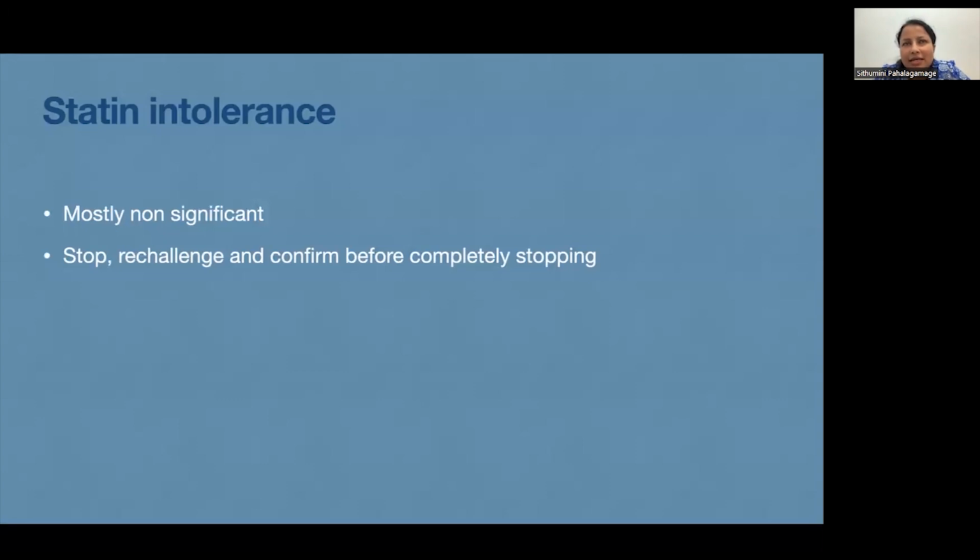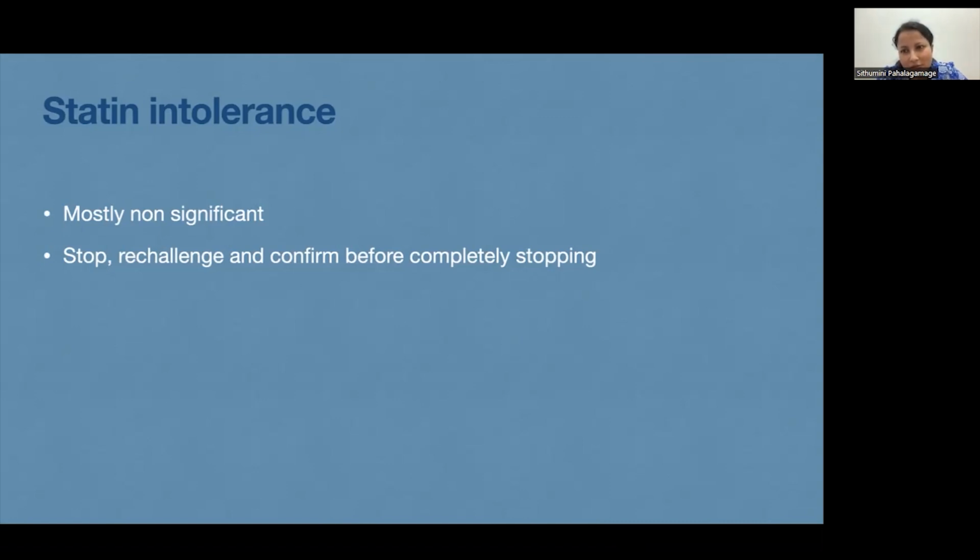Here, it has been found that most of the perceived statin intolerance cases are really not significant. Only a minority of them are significant. So what we are supposed to do is not tell them that this is not significant, just continue taking. If they are complaining of statin intolerance, you are supposed to stop it.